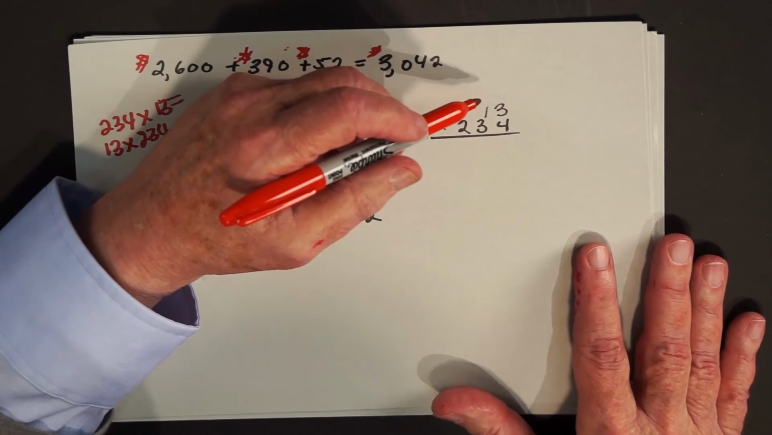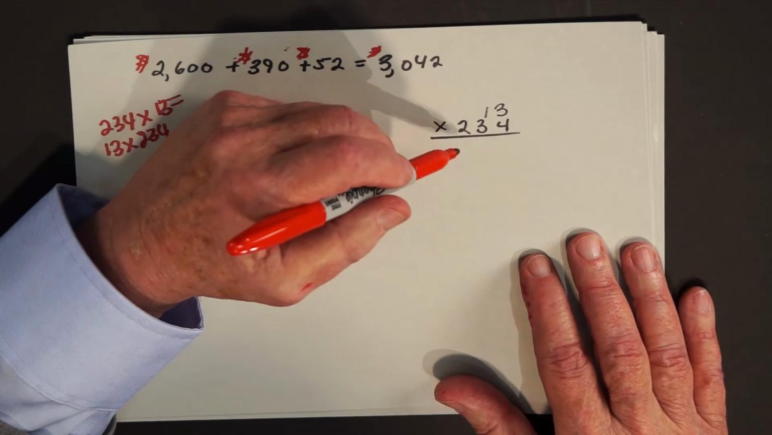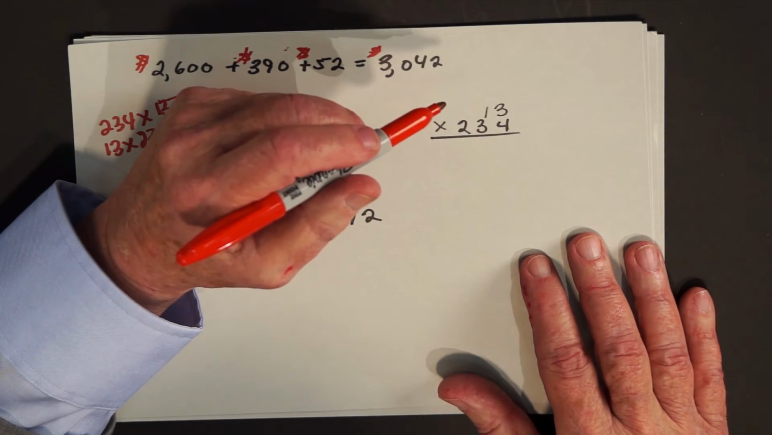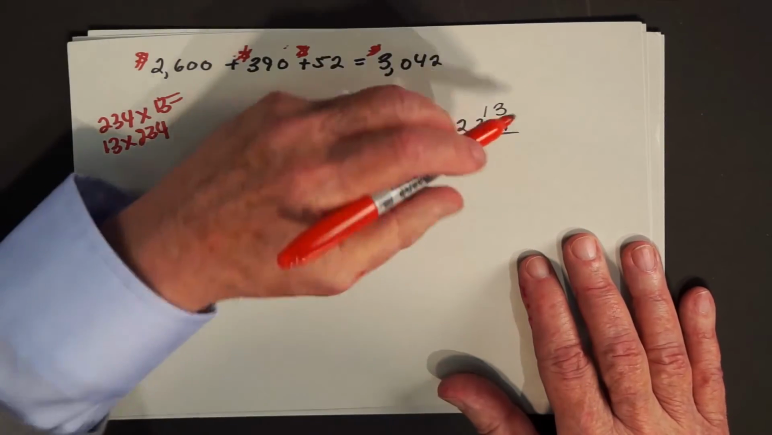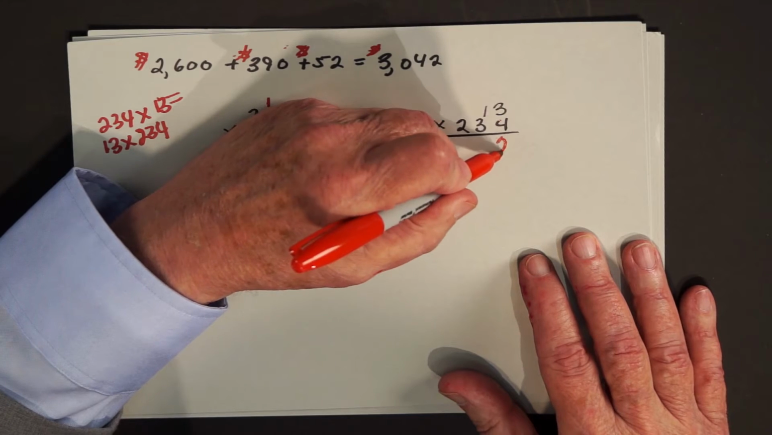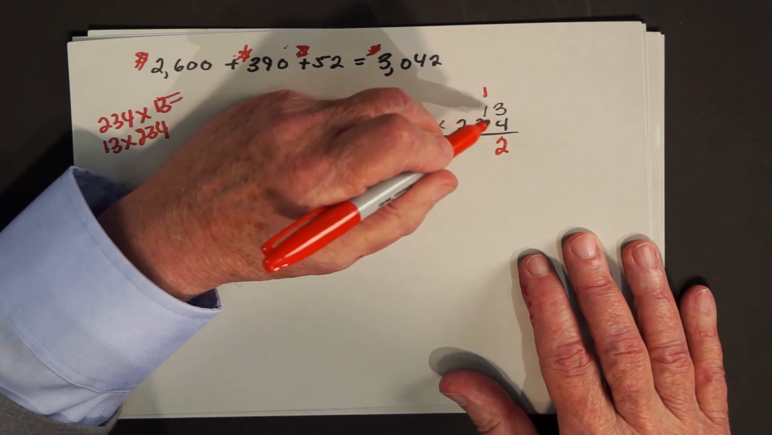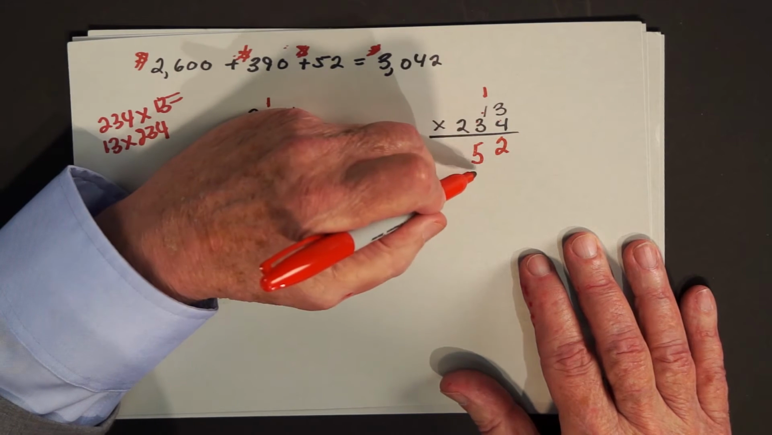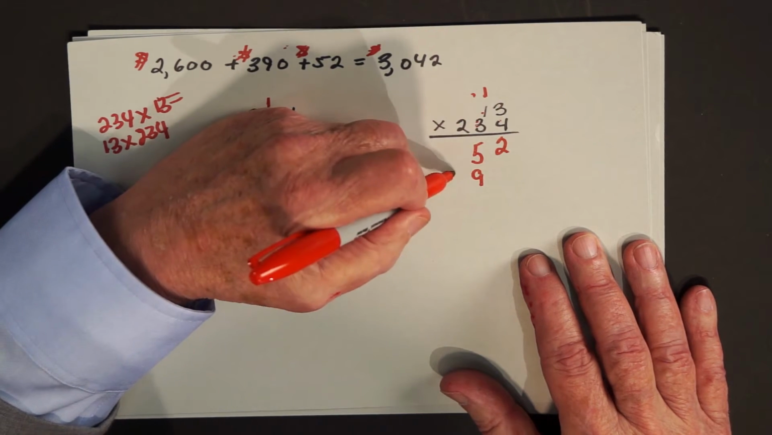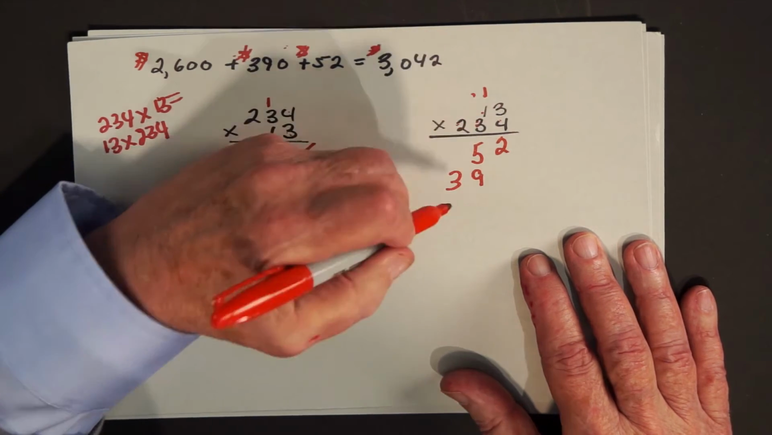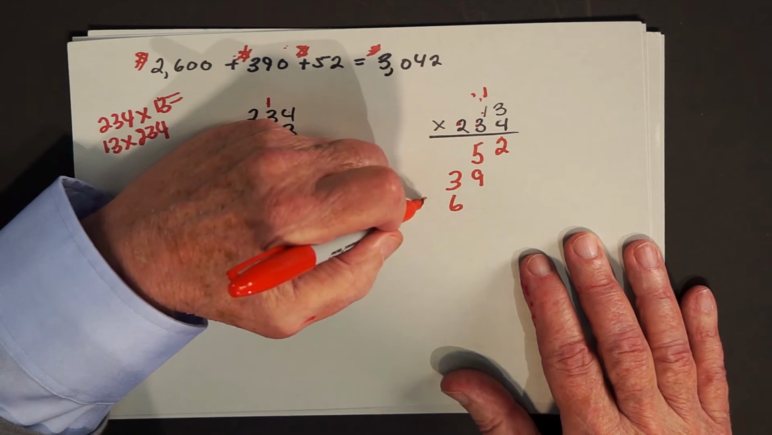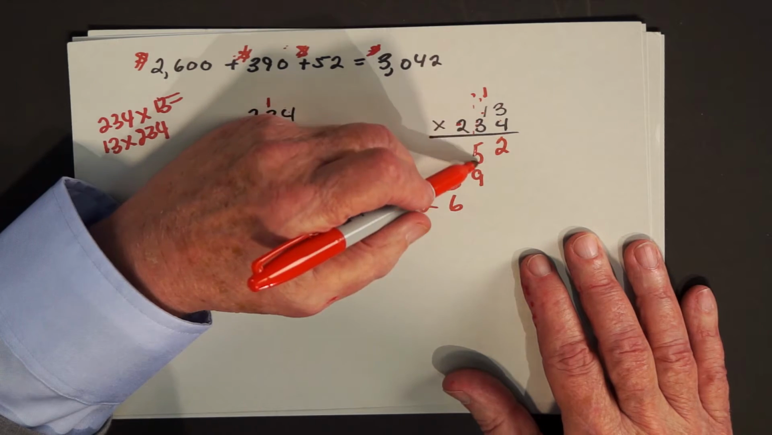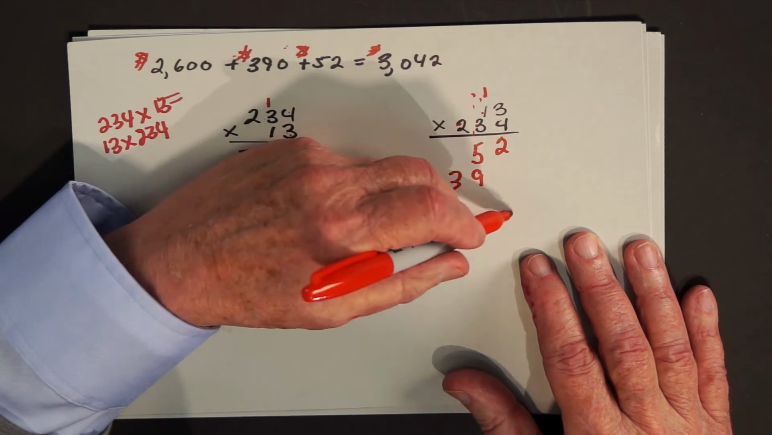Let's just do this, the same recipe, using the bottom number as 234 and the top number as 13. Nothing is going to change. 4 times 3 is 12, put down the 2 and carry the 1. 4 times 1 is 4 and 1 is 5. 3 times 3 is 9. 3 times 1 is 3. 2 times 3 is 6. 2 times 1 is 2. Notice what we do. Each row begins under the digit that we're multiplying by.